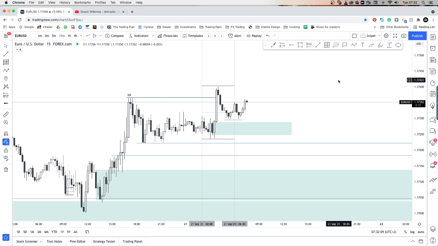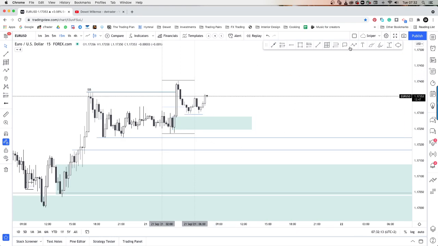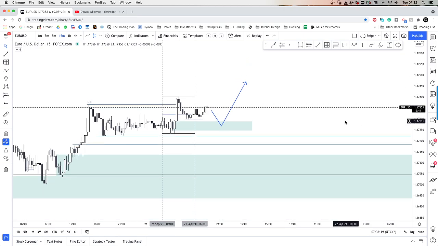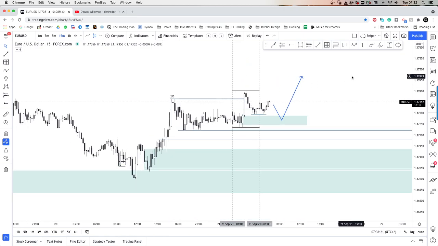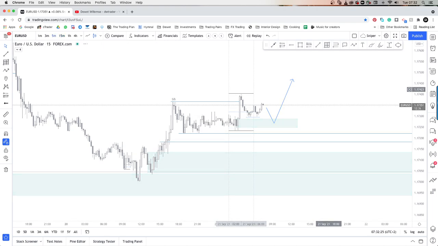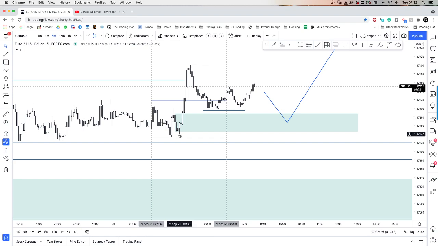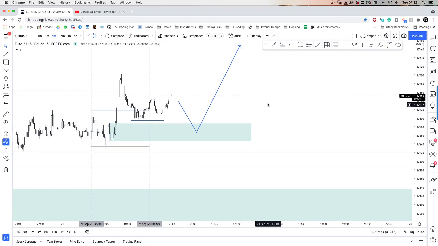Okay, what's up next? Still on EU. So this is possibly an area we could see a long from. But no, EU does not sit well with me this morning, to be honest. Maybe on a 5 minute, we have this area. This could be an area. Let's see how it plays out.